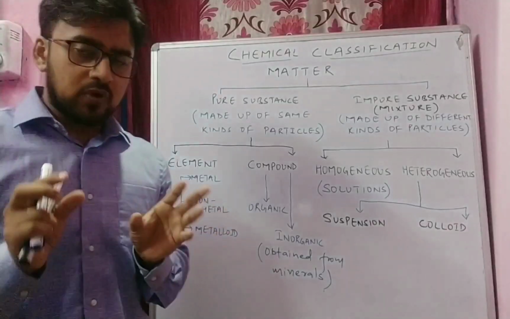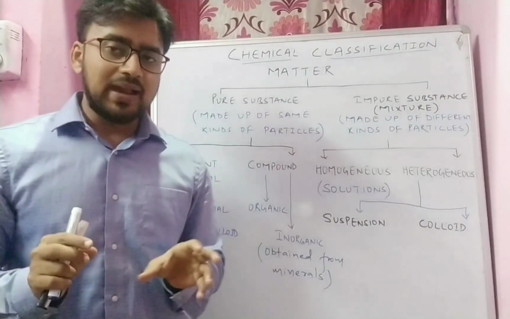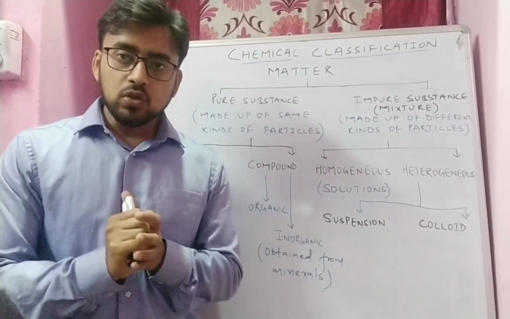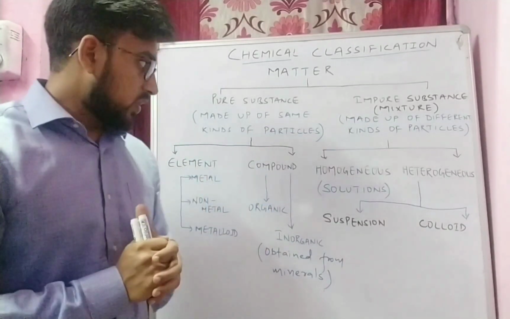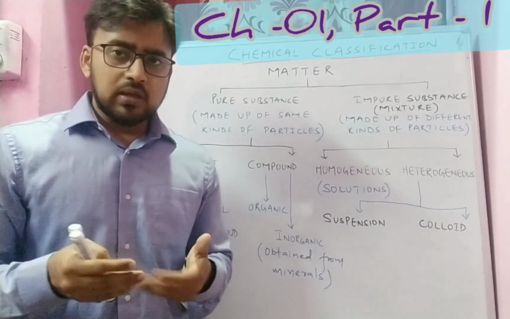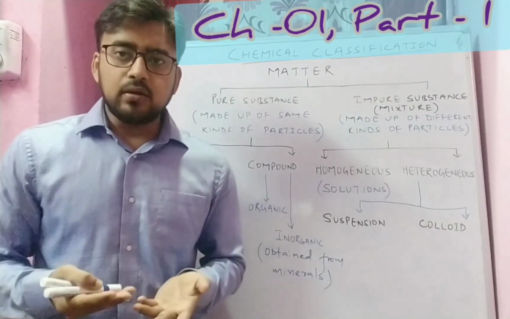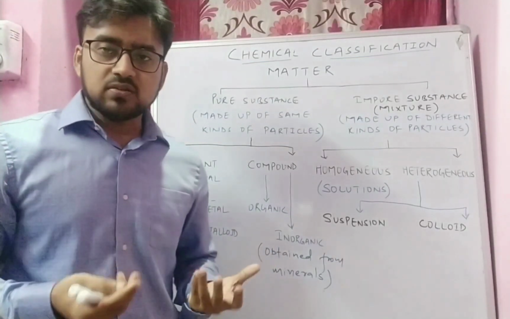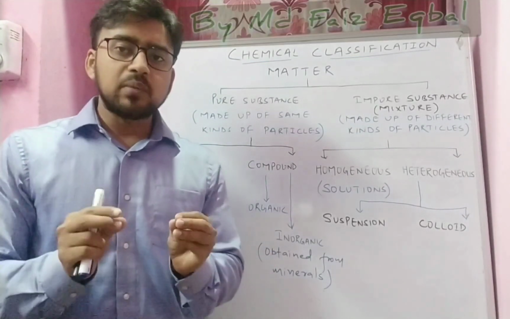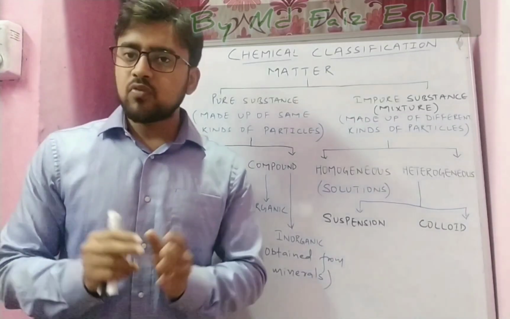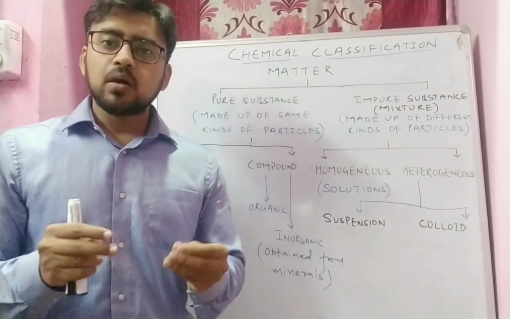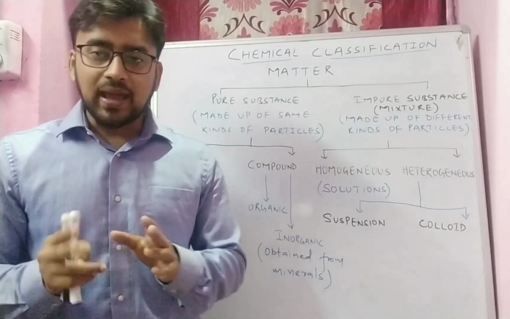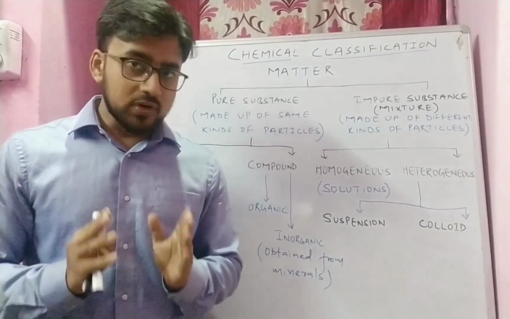Now, one characteristic of a pure substance is that it has uniform composition throughout. For example, if you take any metal or non-metal, meaning any element like sodium, potassium, carbon, these are pure substances. Why? Because they are made up of the same kind of atoms. If you take 10 gram of carbon, it will consist of 10 gram of carbon atoms only, not sodium atoms, not potassium atoms. It has the same composition.